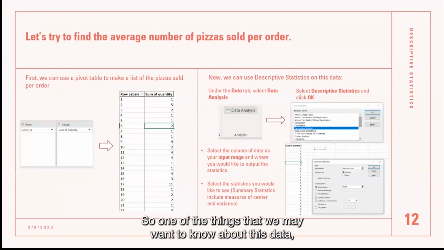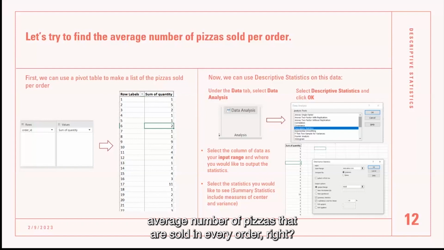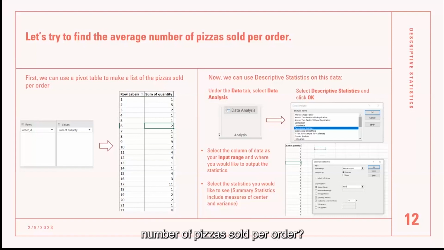So one of the things that we may want to know about this data, another guiding question here, is: what is the average number of pizzas that are sold in every order? Let's say an oven makes 2 pizzas at a time. You want to know how many pizzas get ordered usually, so that I can know how many ovens I'm going to need in order to keep this business running, right? So we can check what is the average number of pizzas sold per order.